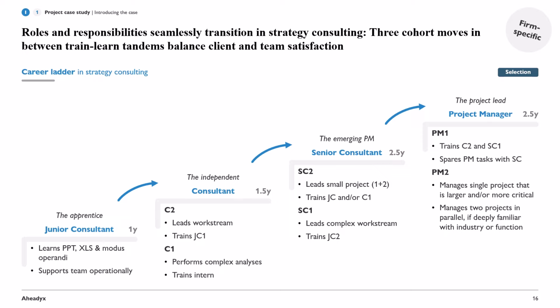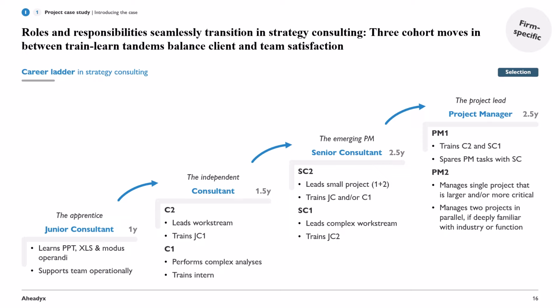And then after 2.5 years, you usually become a project lead. And here again, we have a PM1 and a PM2 role. The difference again is that the PM1 role is targeted towards leading a standard project in a 1+3 staffing, as we'll see in a second as well. And the PM2 role is for more advanced project leads who typically run two projects at the same time if they're from the same industry or function, or who run more complex, more critical projects as a project lead.